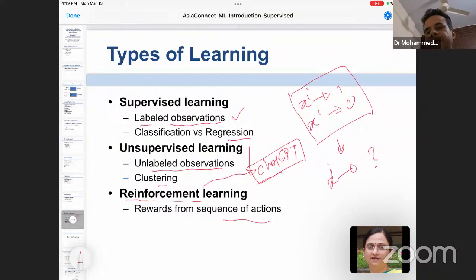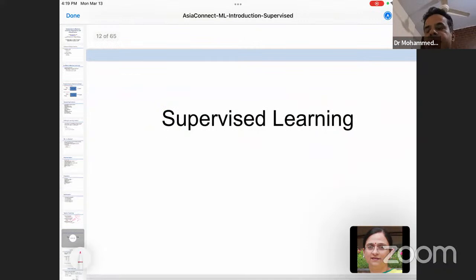Okay. So any questions after this, like the different types of learning, like supervised, unsupervised, and reinforcement? Okay. I think then I'll move to the next part of the lecture, which is called supervised learning. So this is the main topic.